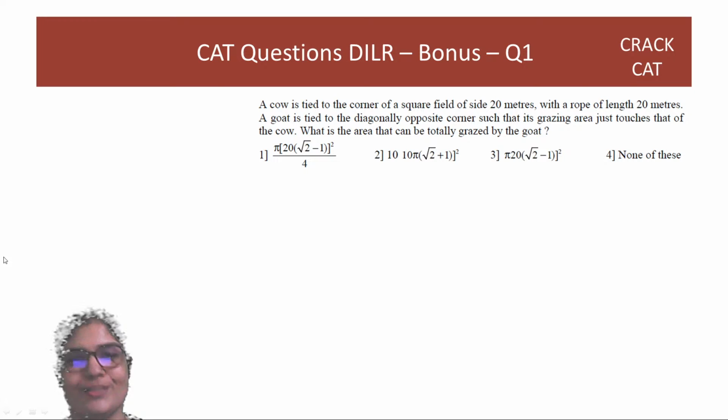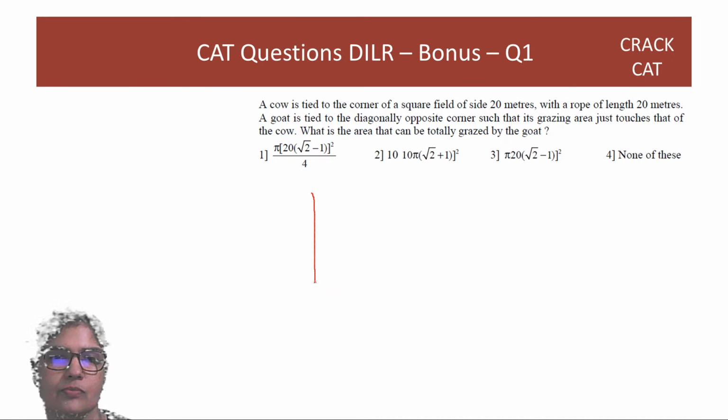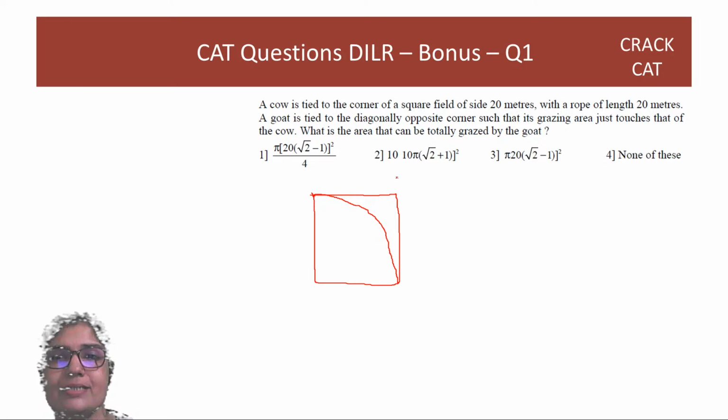Here are some extra bonus questions. A cow is tied to the corner of a square field of side 20 meters with a rope of length 20 meters. Okay. So this cow can do a quarter circle within this square. A goat is tied to the diagonally opposite corner such that its grazing area just touches that of the cow. What is the area that can be totally grazed by the goat?